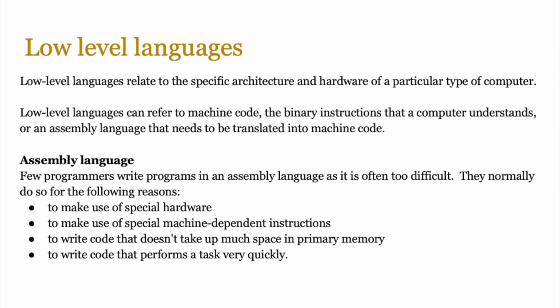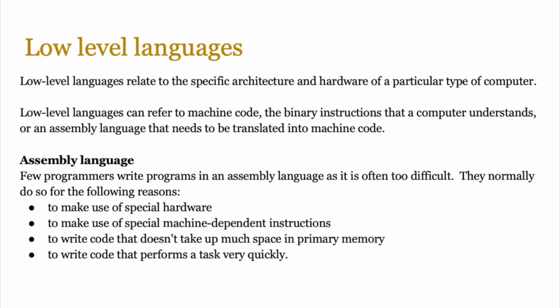Low-level languages, on the other hand, relate to specific architecture and hardware of a particular type of computer. They can refer to machine code, which is the binary instructions that a computer understands, or use an assembly language that needs to be translated into machine code. So there are two types of low-level languages, machine code and assembly language. The computer will execute machine code pretty much straight away, and different computers may have different machine codes depending on the manufacturer. Machine code is often non-portable. That means you can't transfer a program written for one computer to another computer.